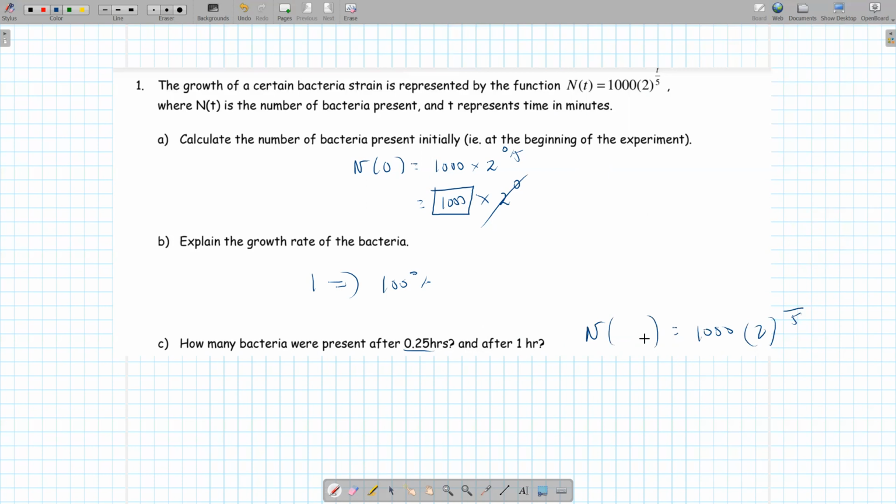15. Yeah, good. So you plug X as 15 and you're done. So it's 1,000 times 2 to the power 3, which would be 8,000. What about for 1 hour? What do we plug as T? 60 minutes. Yeah, exactly, 60 over 5. Okay, so you plug 60, and that's going to be 1,000 times 2 to the power 12, whatever that is.